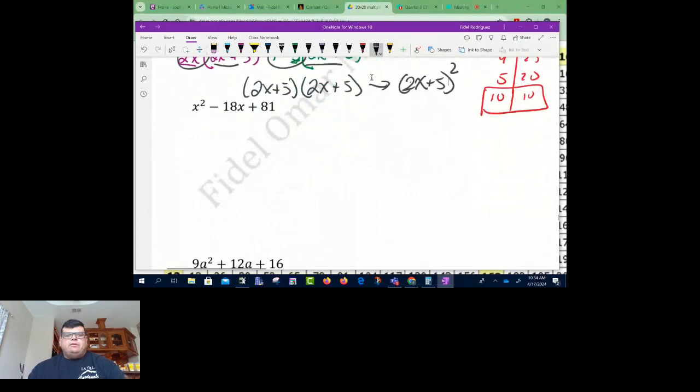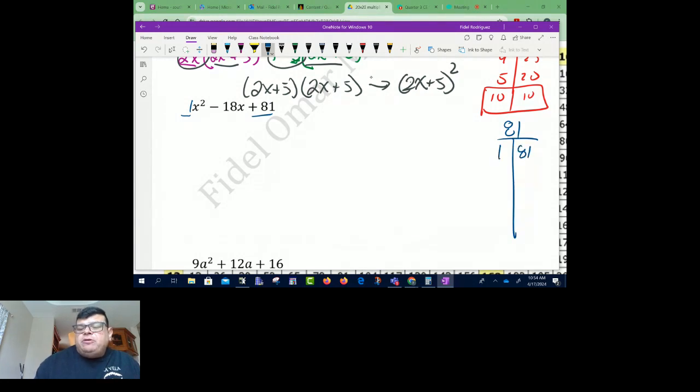Let's scroll down and try this next one. Let's take a look here, y'all. Remember, the number there is a 1. What's 1 times 81? 81. The numbers that I know multiply to 81 besides 1 and 81 are 3 and 27, and 9 and 9. And I'm looking for the pair that's going to give me a negative 18.